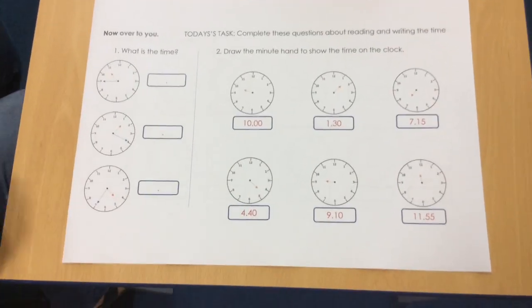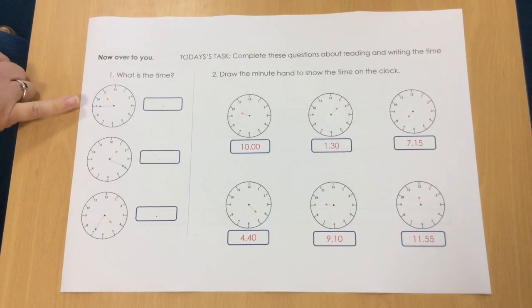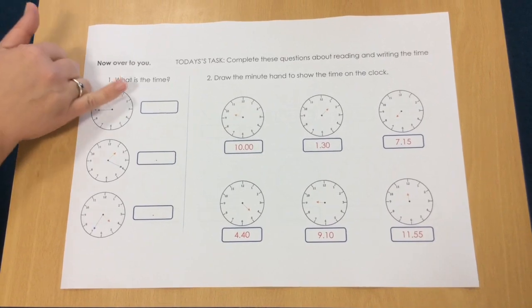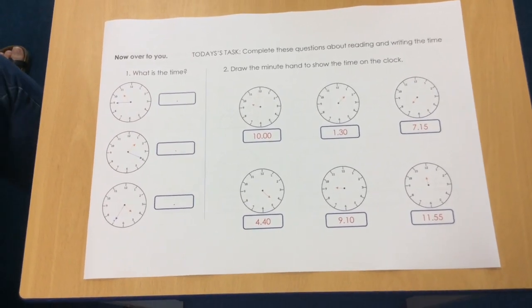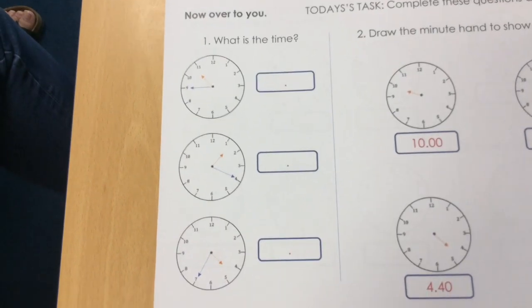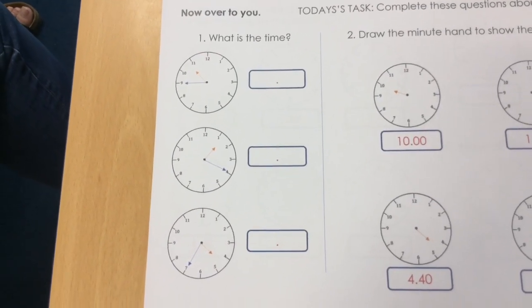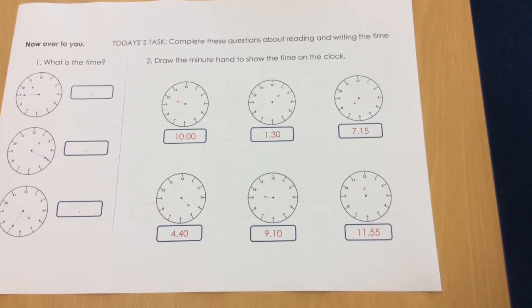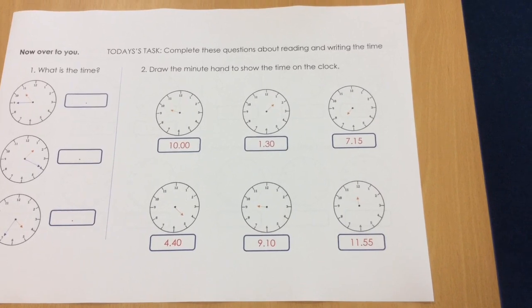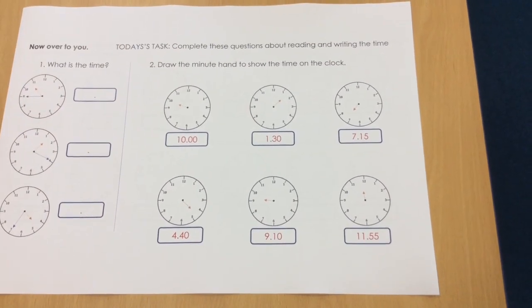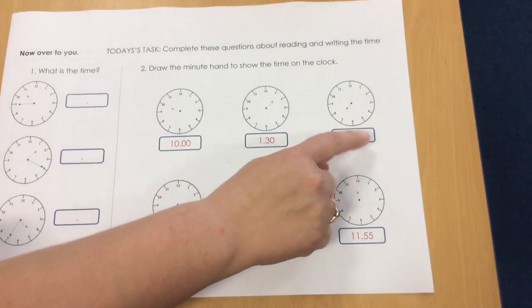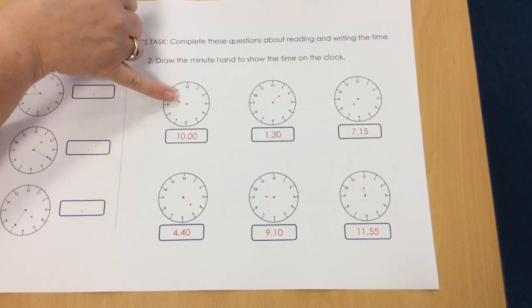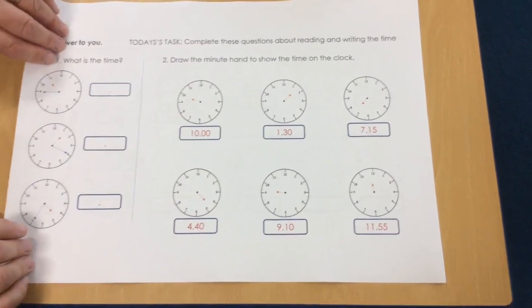Now for today's task. So I'd like you to first of all look at the clock, look at the hour hand and the minute hand, using your 5 times table to work out how many minutes past the hour it is, and write the time down. Then in the second task, you've been given the time, you need to work out where the minute hand will show on the clock. So again, you will need to count round each numeral 5 minutes until you get to the 30 or the 15 or the 55 and draw on the minute hand.